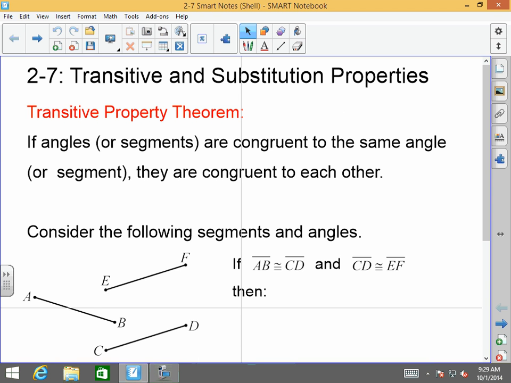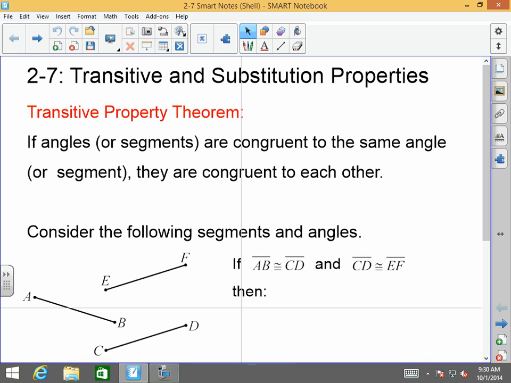The transitive property states that if angles or segments are congruent to the same angle or segment, they are congruent to each other. It's easier to see this than to read it. If angles or segments are congruent to the same angle or segment, then they are congruent to each other. Consider the following segments and angles. First are segments, and then we'll see how it works for angles.